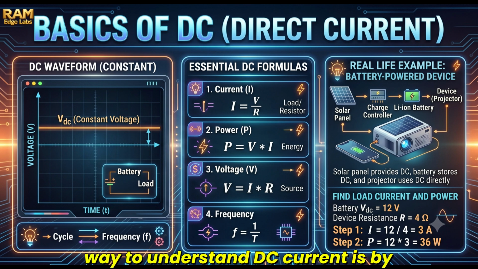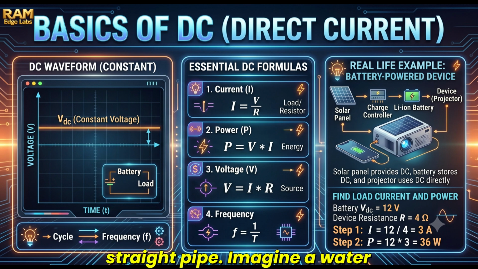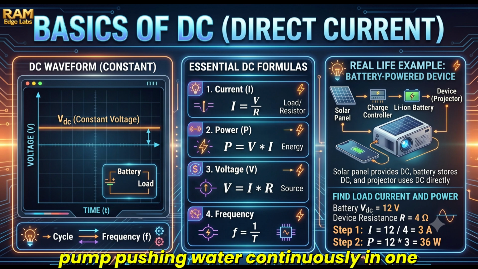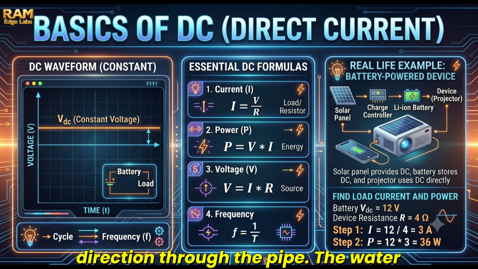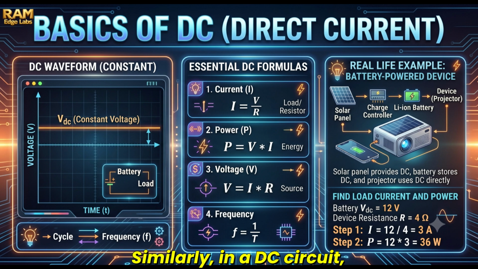A simple way to understand DC current is by comparing it to water flowing through a straight pipe. Imagine a water pump pushing water continuously in one direction through the pipe. The water never reverses its direction, it keeps flowing steadily toward the destination. Similarly, in a DC circuit, electrons move continuously in one direction from the power source through the electrical load and back to the source. This steady flow makes DC ideal for electronic circuits that require a constant and reliable voltage.